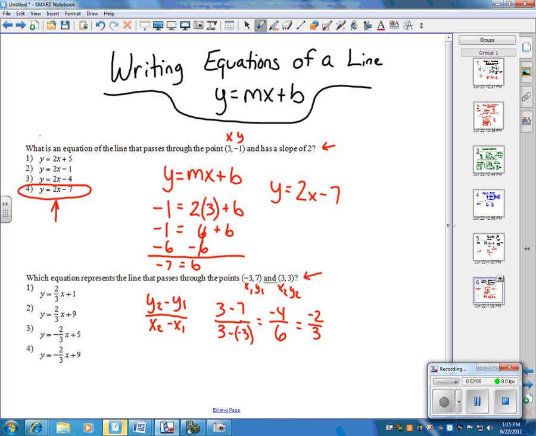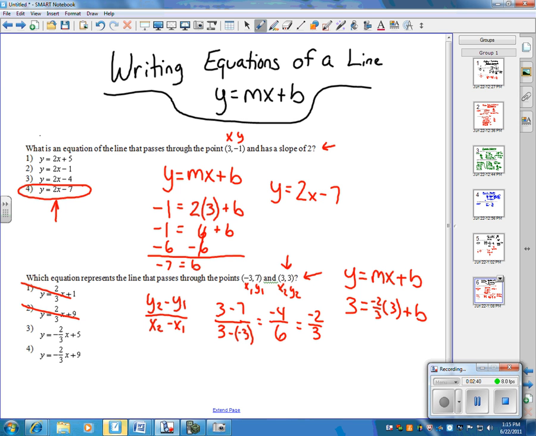Now my slope's -2/3, so that means that the answer can't be 2, and it can't be 1. But we still have to find our y-intercept. So I'm going to take the coordinates from the second point, and I'll use that kind of like we did in the question above. So I have a y-coordinate of 3, slope is -2/3, and x is 3. And we get a value when I find out what b is.